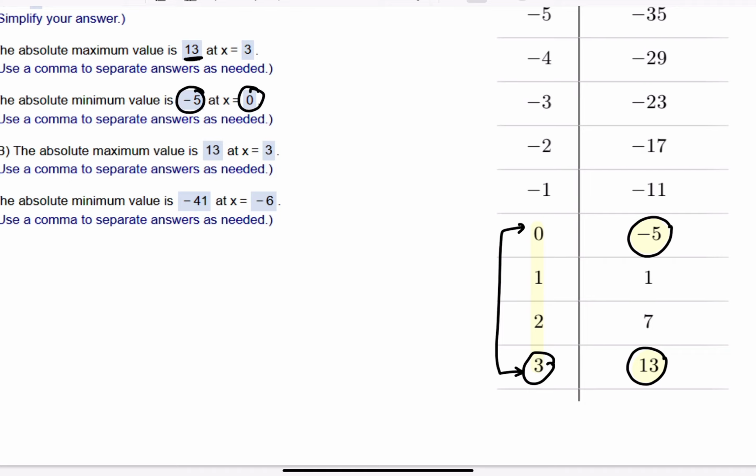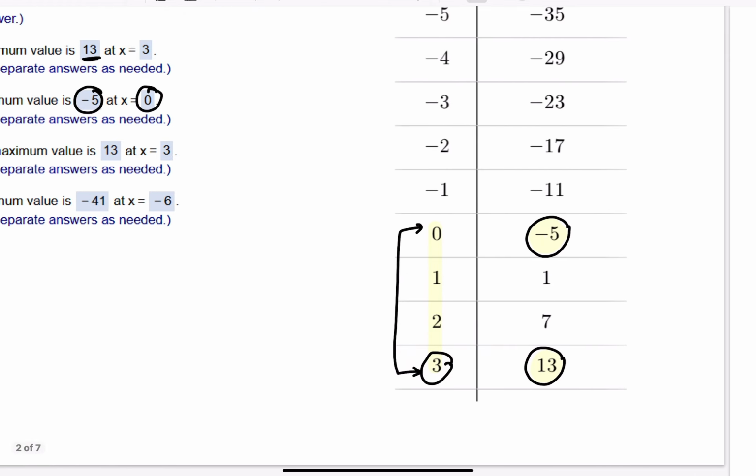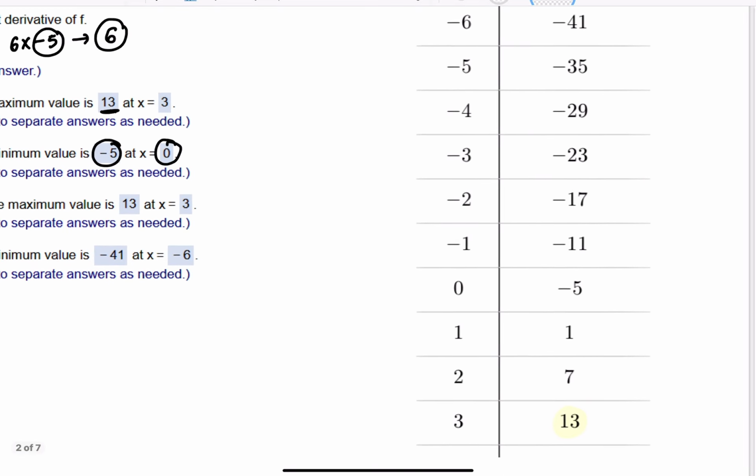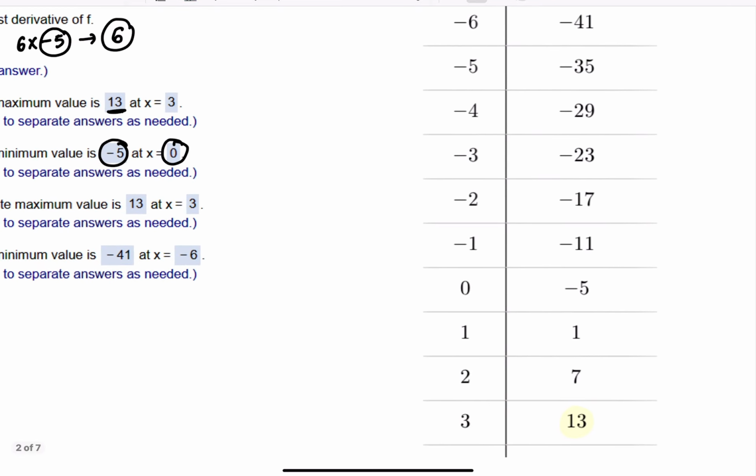At 0. Now part B, let me erase this one. Part B is from negative 6 to positive 3. And if I look closely here, my maximum value is 13 and my minimum value is negative 41. My maximum occurs at 3 and my minimum occurs at negative 6.